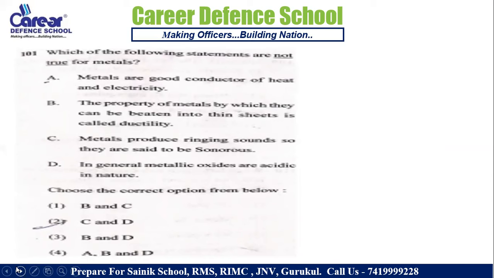The correct answer for this question is option number 3. Metals are good conductors of heat and electricity is a correct statement. We have to find the not true one. That is a true one. The property of a metal by which it can be beaten into thin sheets is called ductility, which is wrong. The property by which a metal can be beaten into thin sheets is called malleability.